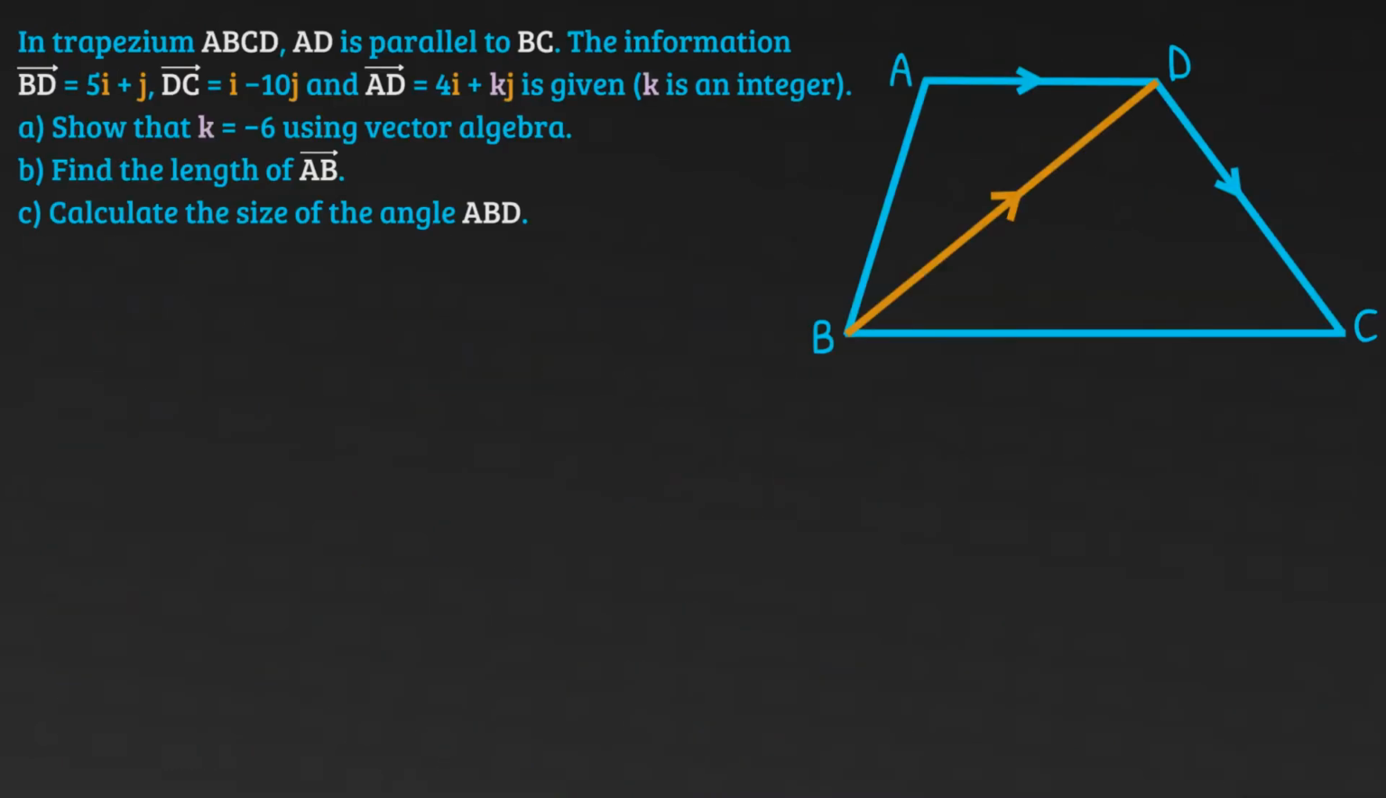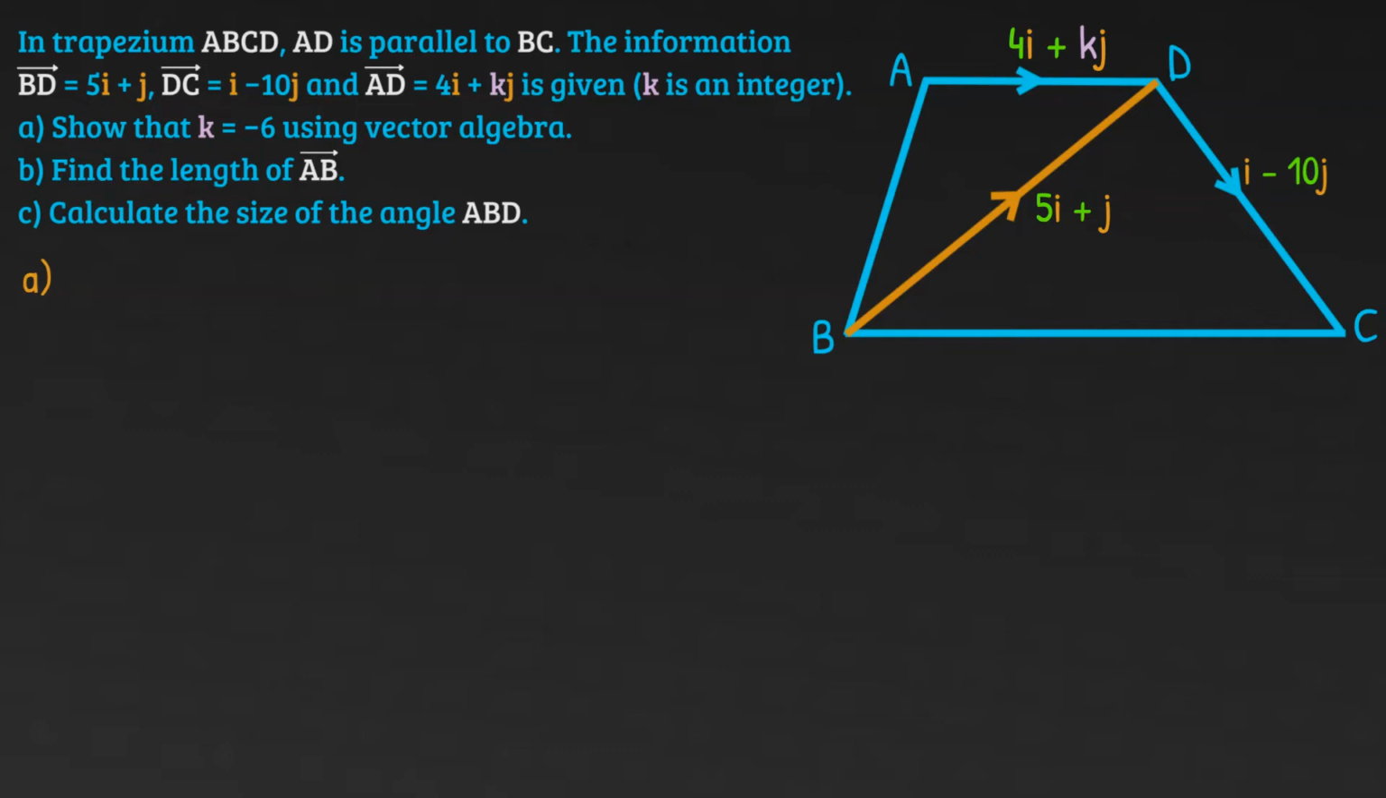So in the next question, we have a trapezium ABCD where AD and BC are parallel. We're also given information for BD, DC and AD where K is an integer. Now for part A, we have to show that K is equal to -6.